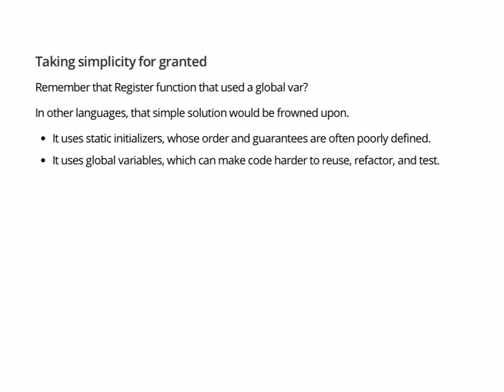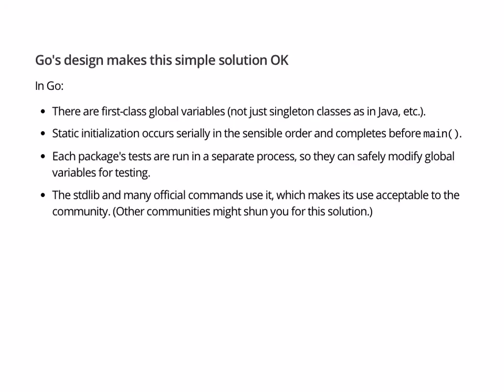And another thing is our solution, again, uses global variables, which can make code harder to reuse and refactor and test. And in other languages, if you have global variables, in Python, for example, it makes it harder to refactor because you don't have a type system to let you know what is everywhere that points to that global variable. In Java, for example, it can make it harder to test because if you have a lot of tests that all touch that global variable, and for each of those tests you want to change it, then you don't have any way of isolating one test's view of that variable from the rest. So, this solution is not necessarily a good solution, except in Go. And that's the point of this exercise. Go's design makes this really simple solution okay. It actually makes it a really good solution.